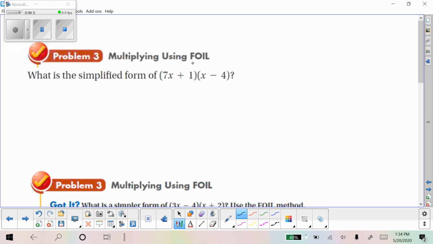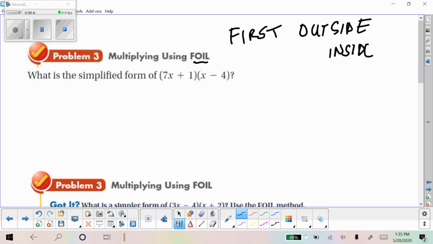We have this method called the FOIL method. It's an acronym for first, outside, inside. And I'm going to put these together because the outside and the inside, we actually combine those, add them together, and then the last. So we do those multiplications, and then we simplify.